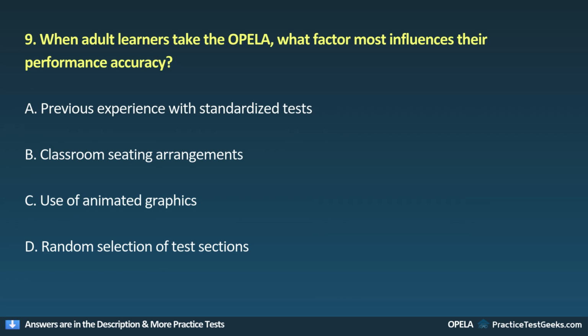9. When adult learners take the OPELA, what factor most influences their performance accuracy? A. Previous experience with standardized tests. B. Classroom seating arrangements. C. Use of animated graphics. D. Random selection of test sections.